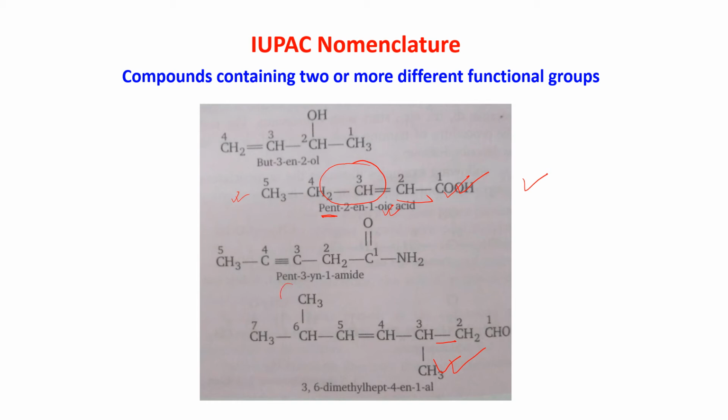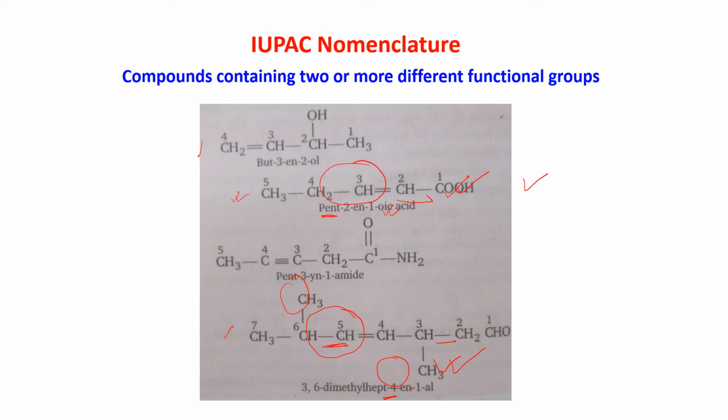Come here and see that the aldehyde group is getting number 1. I'm having one CH3 group in the 6th position, another CH3 group in the 3rd position, and I'm having a double bond in the 4th position. So the name of the compound is, first the methyl group will come. So 3,6-dimethyl, 7-member ring, so hept-4-ene, because the double bond is in the fourth position, 1-al, because it is aldehyde. Am I clear?